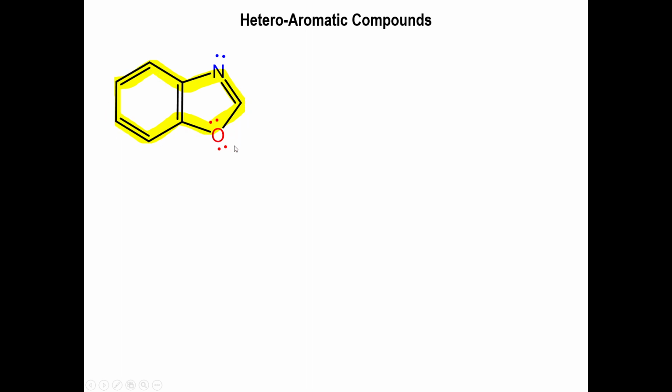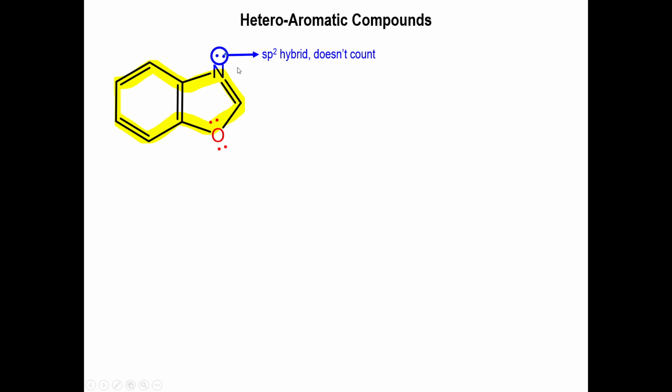And what you want to notice right here is that the nitrogen has a lone pair. However, this nitrogen is part of a double bond, so this is an sp2 hybridized atom. So this lone pair is orthogonal, pointing away from the pi system altogether. It doesn't actually overlap with the pi system at all.